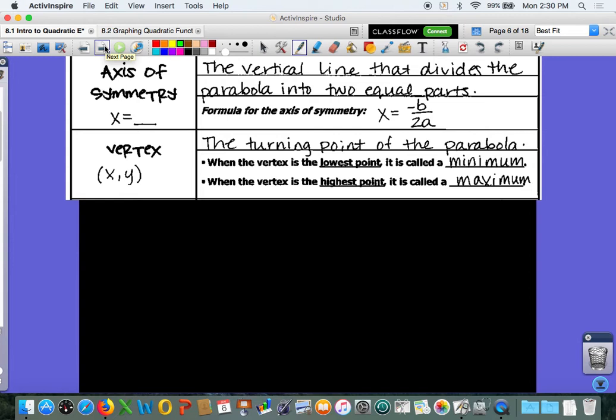Okay, there are two things that you'll always need to find, the axis of symmetry and the vertex. The axis of symmetry is the vertical line that divides the parabola into two equal parts. The formula for that is x equals negative b over 2a. And the vertex, which is the turning point of the parabola, if it's at the lowest point, it's called the minimum, and if it's at the highest point, it's called the maximum.